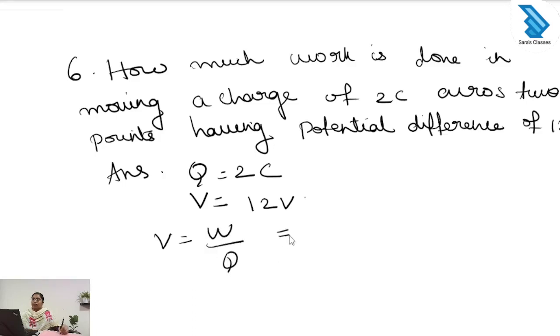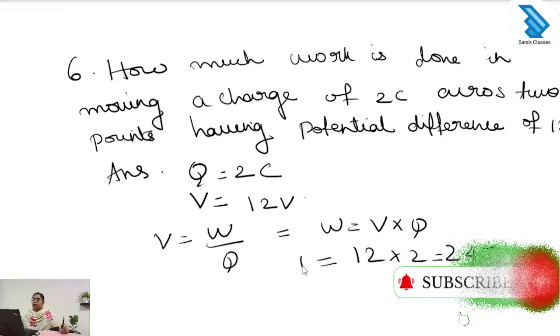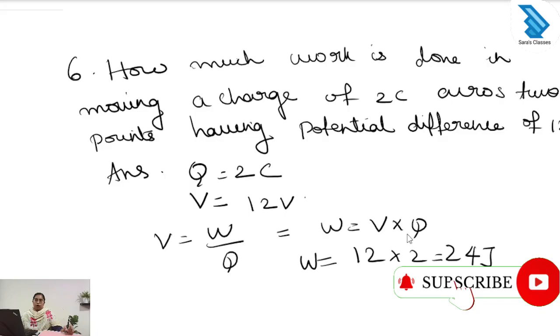What is work done? Work done is equal to V into Q. What is V given? V is given as 12 and the charge is given as 2. So the work done is 24 joules. The unit of work is joule. So the work done is equal to 24 joules.